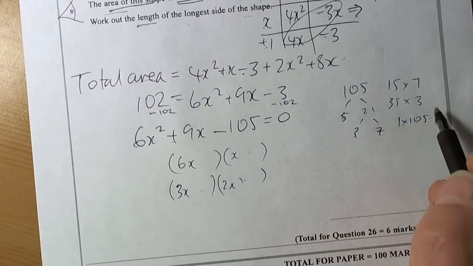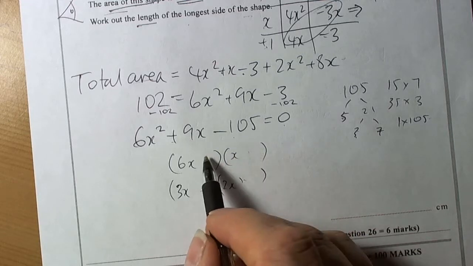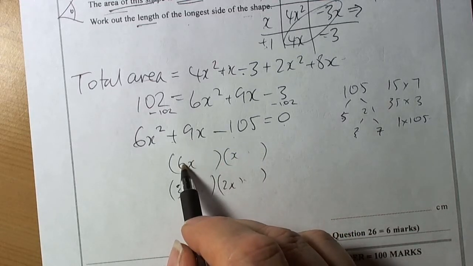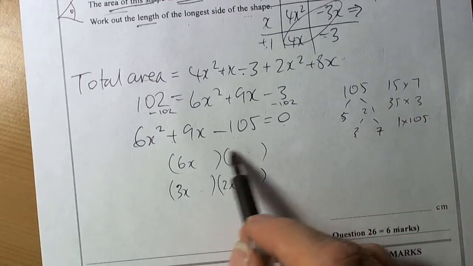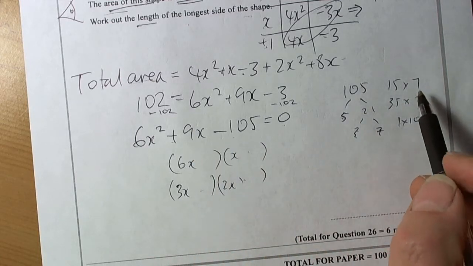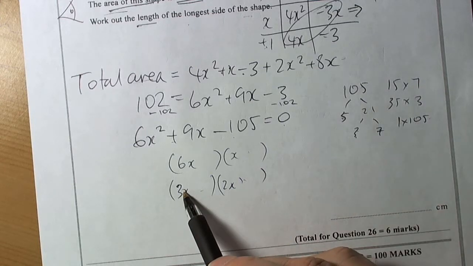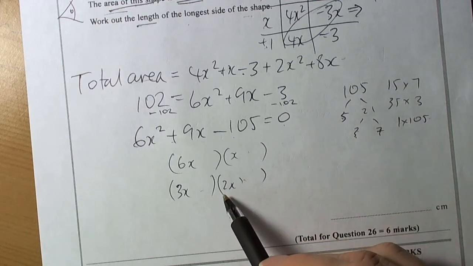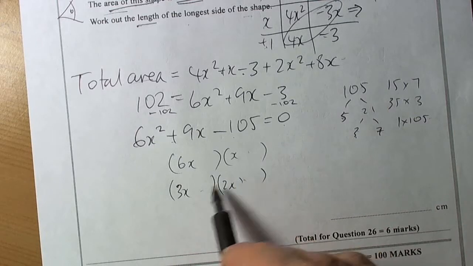So when we look at this then, we can see 15 and 7. 7 times 6 is 42, take away 5 doesn't give me 9. So if I look at the next one, then we've got 7 threes are 21, and 15 times 3 is 45, take away 21 doesn't give me 9, so that doesn't seem to work.